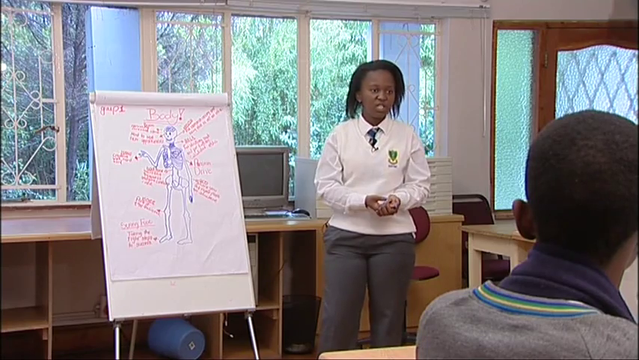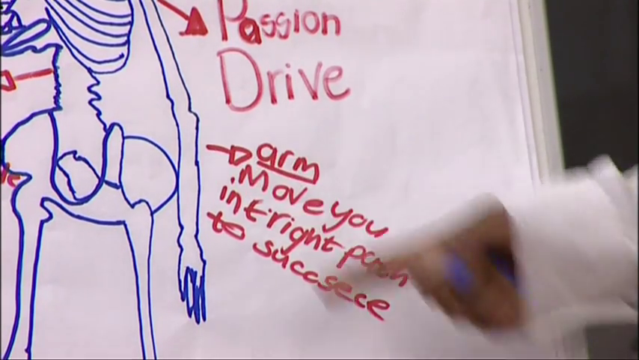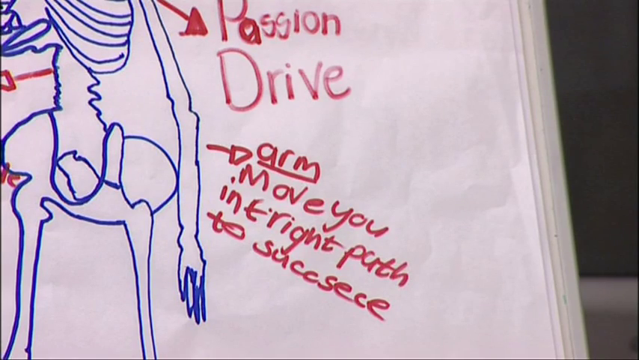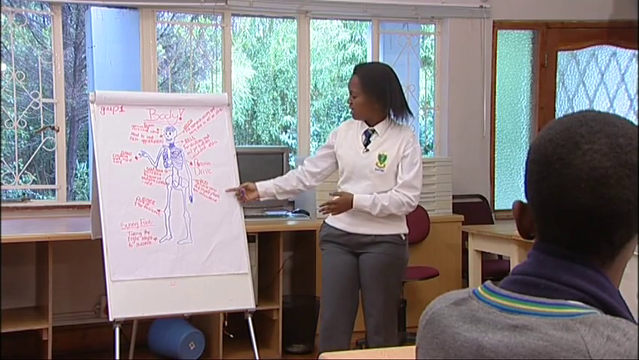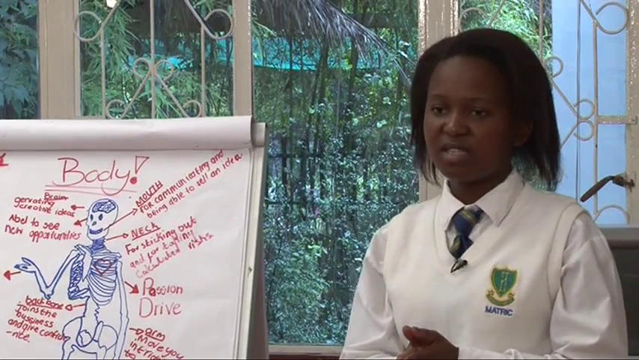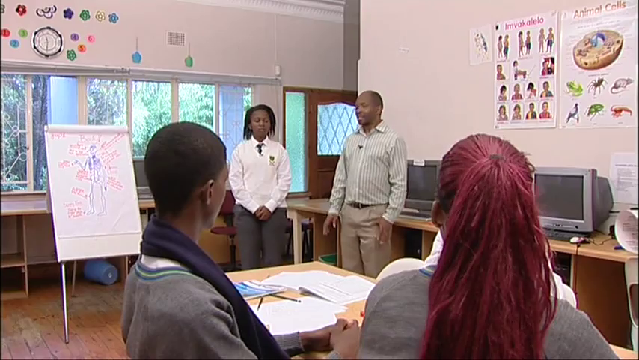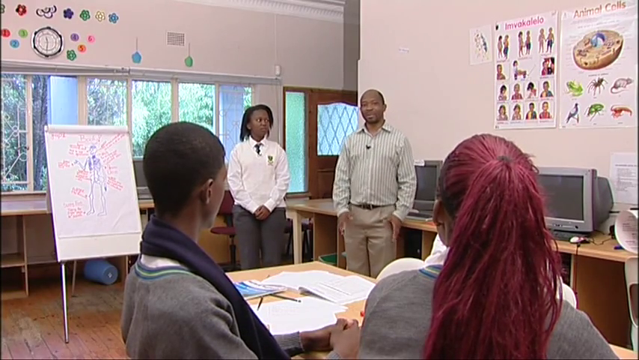to be successful entrepreneurs. And then lastly, we have here the arms. The arms basically work together with the hands. We said here is for the movement in the right path of success, which is where all of us want to be as entrepreneurs. Thank you very much, Group 1. You have done a wonderful job.